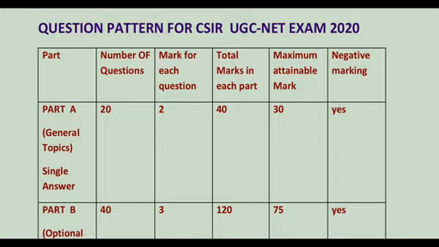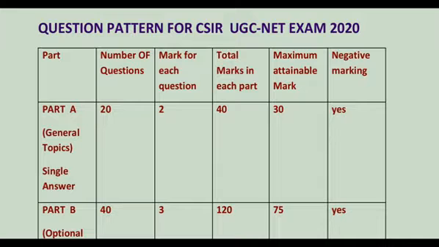Let us discuss the question pattern and syllabus for the CSIR UGC NET exam 2020 for mathematical science. The question paper of the CSIR UGC NET exam is divided into three parts: Part A, Part B, and Part C.